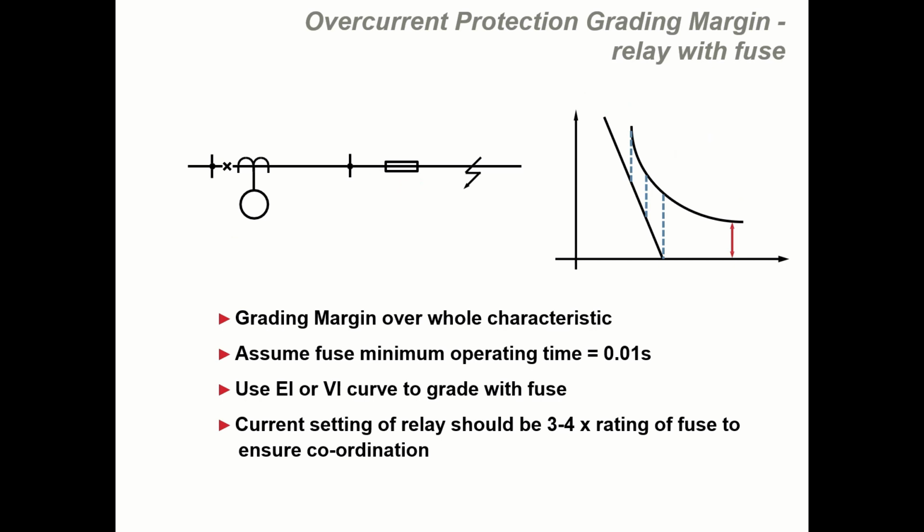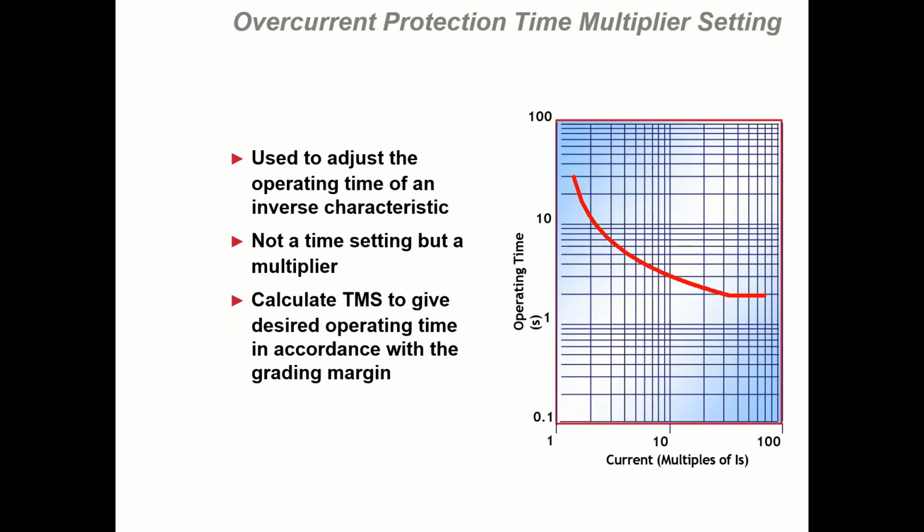Now, what is the meaning of time multiplier setting? Time multiplier setting is basically used to adjust the operating time of an inverse characteristic. It is not a time setting, but simply a multiplier. So the TMS is calculated to give the desired operating time in accordance with the grading margin. Whatever our grading margin is, we can calculate a TMS to give whatever operating time we want.